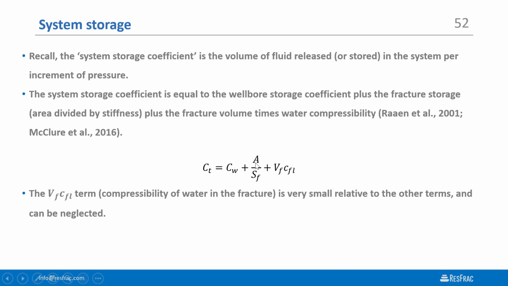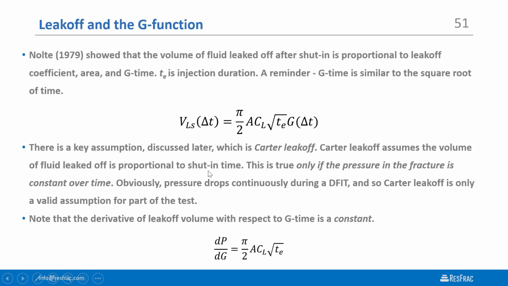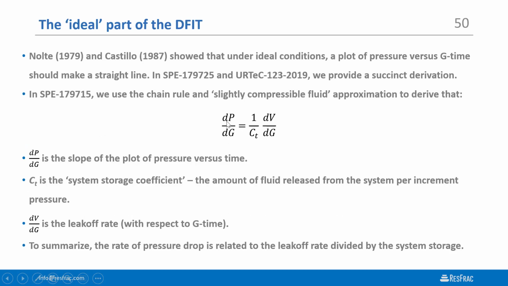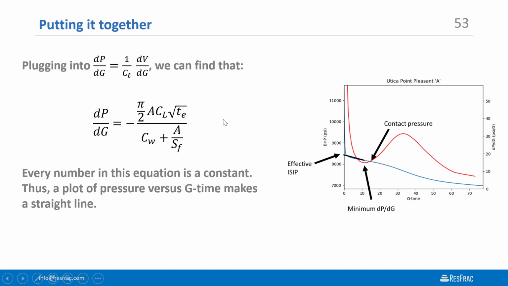Some simple back-of-the-envelope calculations can show that maybe once pressure has dropped thousands of psi below SHmin, finally this term becomes negligible and the wellbore storage coefficient is dominant. So this is what it is. Prior to closure, SF is constant. Once the walls contact, SF starts to go up, this starts to go down, and then that starts to go up. So that's how it works together. The beauty is that we've now written equations for storage coefficient, and we've written an equation for dV/dG. This is from Nolte. This is from our understanding of the system storage.